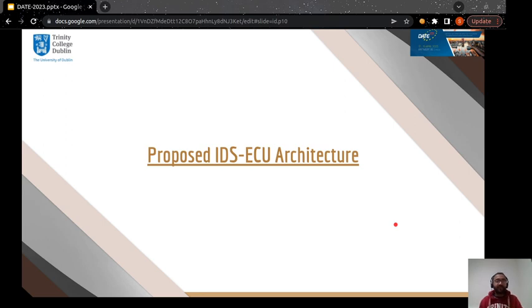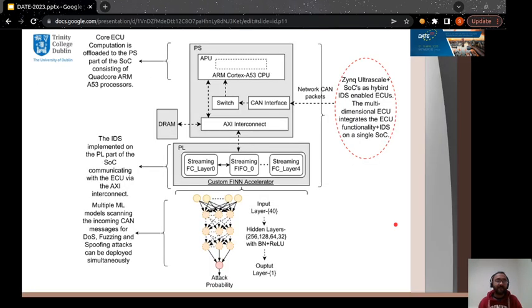To solve the whole problem of intrusion detection in a more holistic way, solving the constraints of accuracy, latency, and power consumption, we present a multi-dimensional FPGA-based intrusion detection system architecture. We demonstrate this architecture on a system on chip, which acts as a hybrid IDS-enabled ECU. The SoC itself is divided into programmable system and programmable logic.